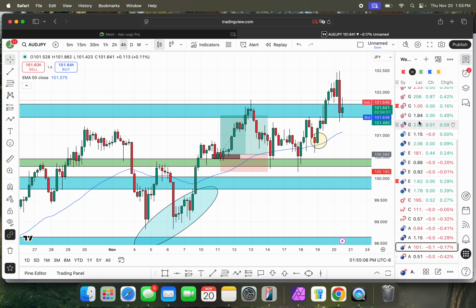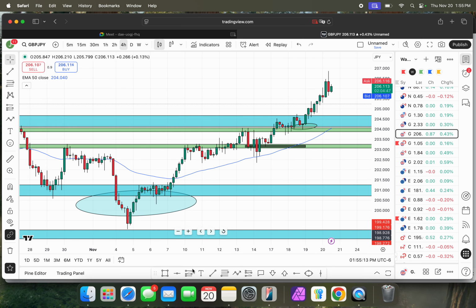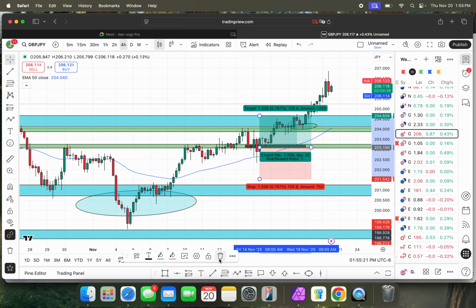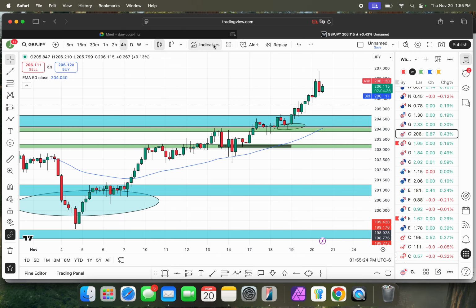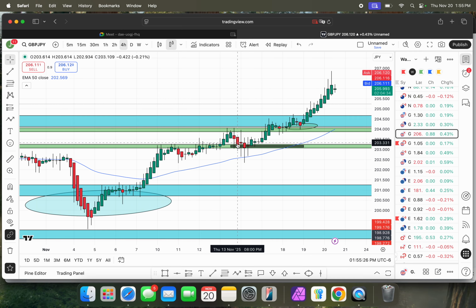So like, let's go to GBP USD real quick. GBP USD is different. So like if I was to go long from over here, notice here you can just see it, we got the pullback right here. It didn't touch this yet, so it was still a valid trade.